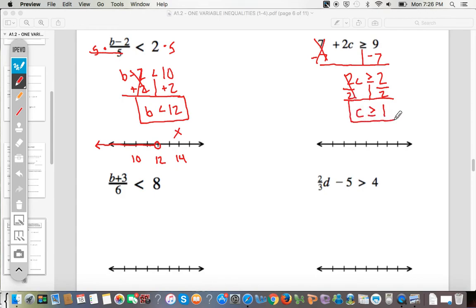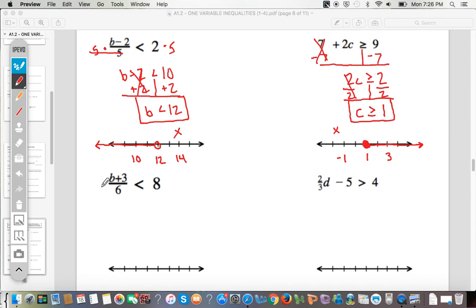So my solution is c. It could be any number that is greater than or equal to 1. So again, I'm going to have a closed circle because 1 is included. Put 1, I'll put 3, and I'll put negative 1. Okay, so c is any number that is greater than or equal to 1. So my solution cannot come from this part of the number line.